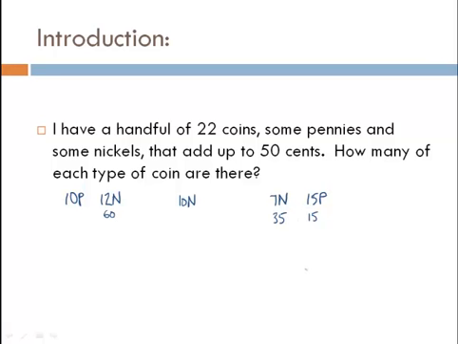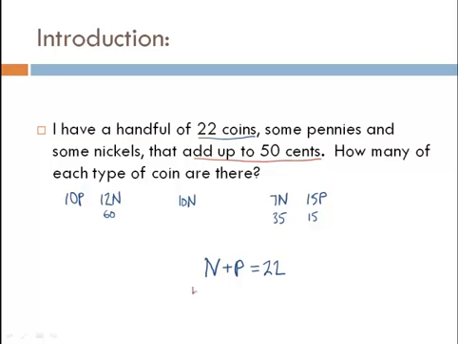Now, this is a great example of a system of equations, illustrating two different constraints, or two different equations. The first constraint is the fact that I have to have exactly 22 coins. You'll learn later on that we can write that as an equation: the number of nickels plus the number of pennies has to add up to exactly 22. And the other constraint is that the total amount has to add up to 50 cents. We can write that as an equation as well.